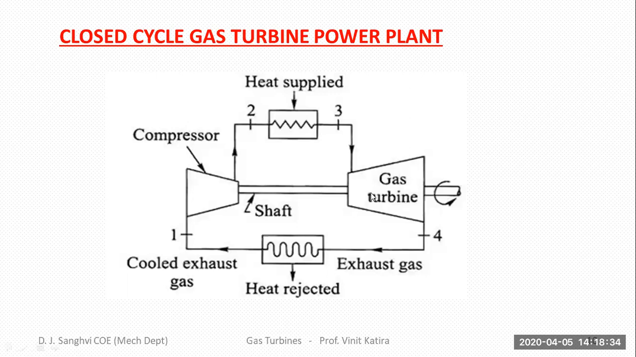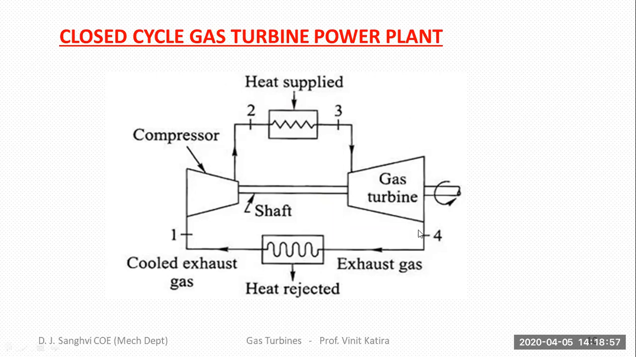Other thing to note here is that both the turbine shaft and the compressor are connected to the same shaft. Basically, the gas turbine is going to drive the compressor, and the remaining power is going to get utilized in the electricity generator.